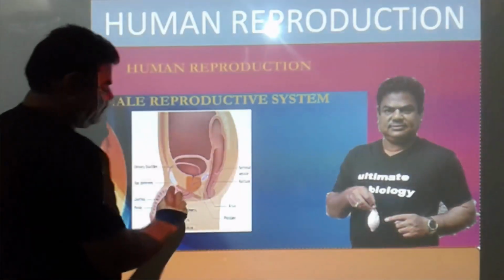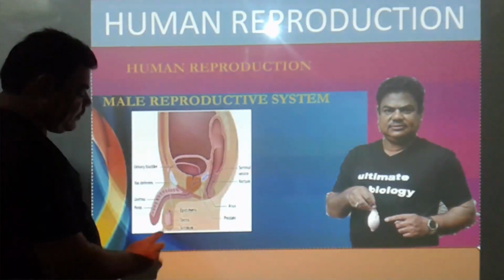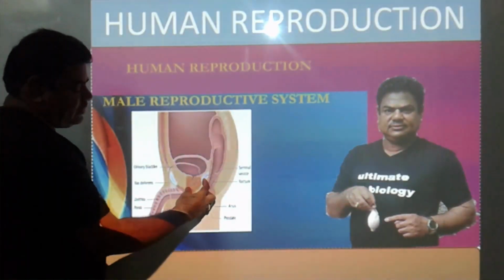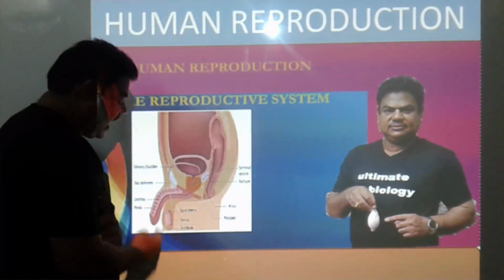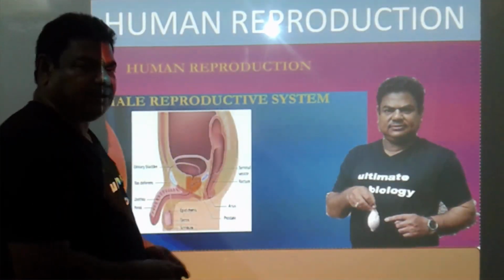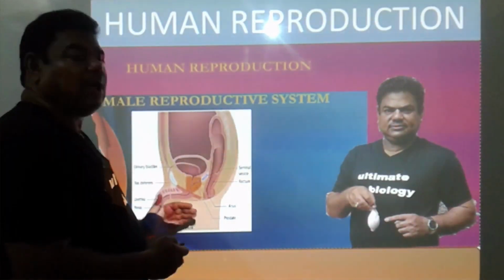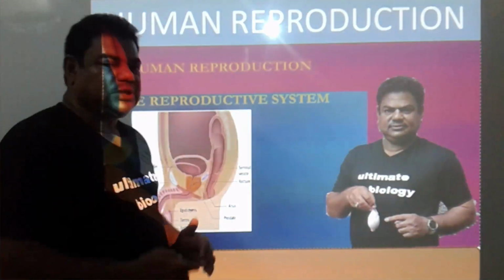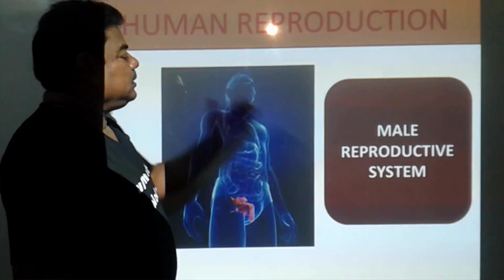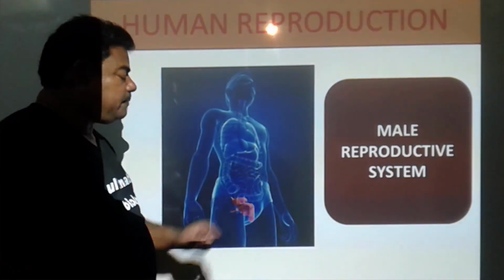This one is the male reproductive system. It consists of these testes, these accessory ducts, these accessory glands, and this external genitalia, that is the penis. We will see all these parts of the male reproductive system one by one. Now we are concerned with this male reproductive system.